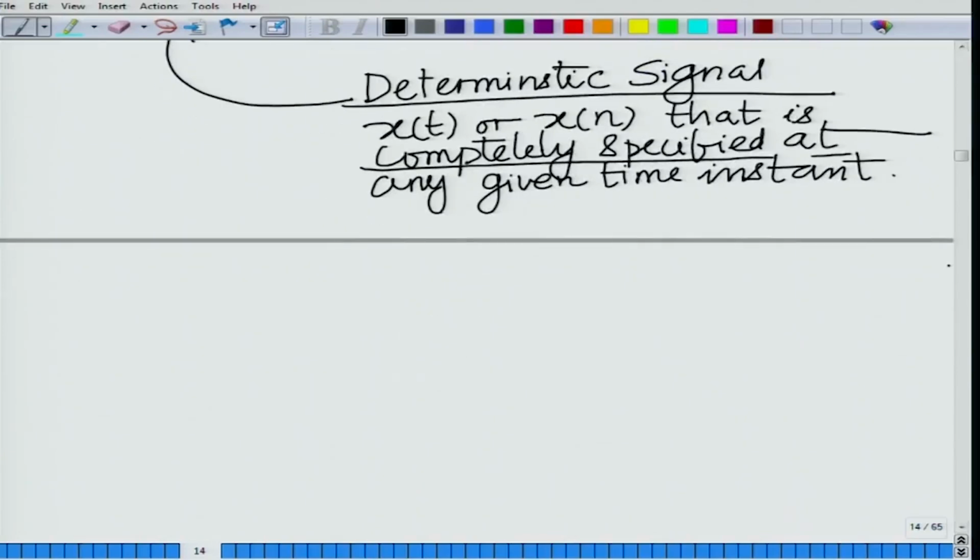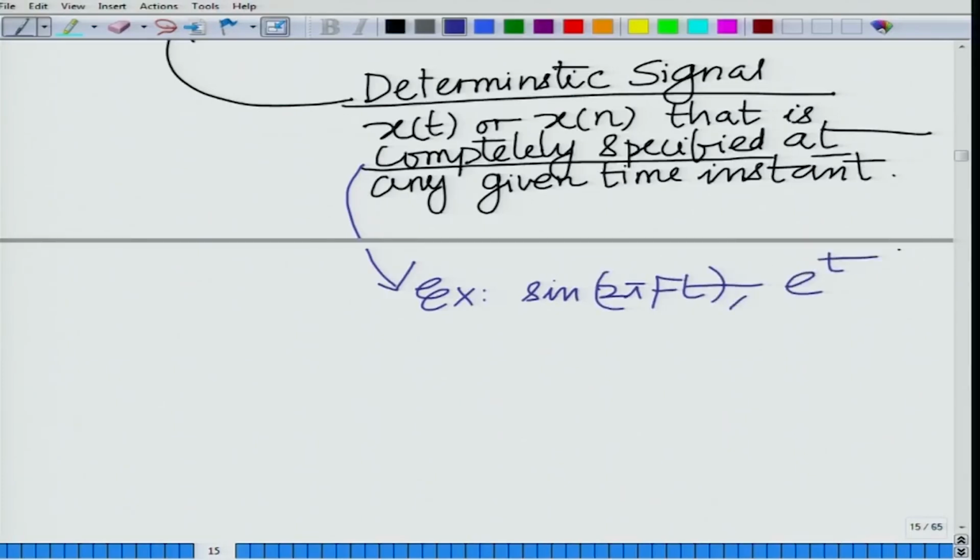Again, you go back and take the example. For instance, it is given by a formula. For instance, sine 2 pi f t, e to the power of t. These are deterministic signals in the sense that at a given time instant t there is no ambiguity. They are completely specified by a certain formula. Given a time instant, one can exactly determine what is the signal.